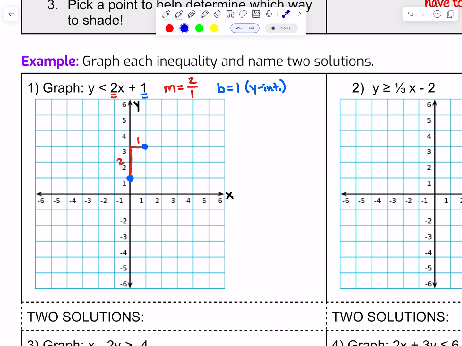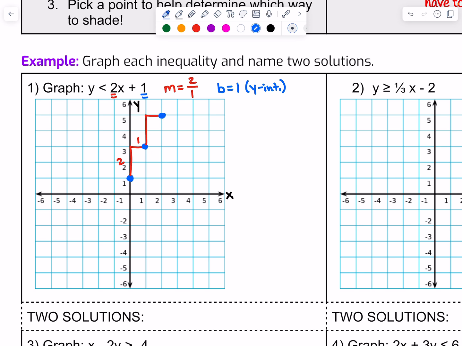So this says y is less than this line. It's not equal to. So I'm going to make it a dashed line going through my points. And what might be helpful is to graph a few more points, actually. So let me back up. You can use your slope to graph more than one point. So if I go 2 up and right 1, I could do it again. I could go up 2 more and right 1 more and get another point.